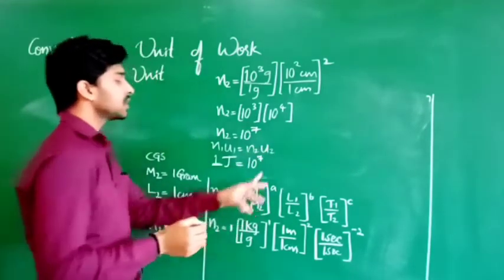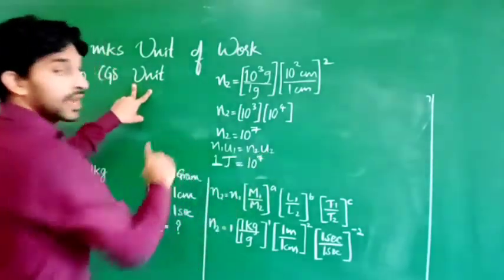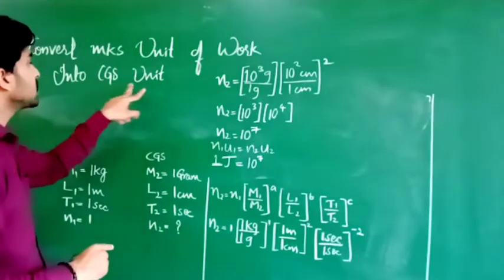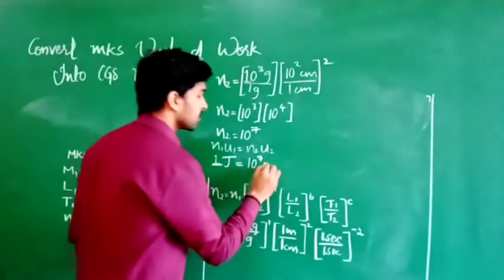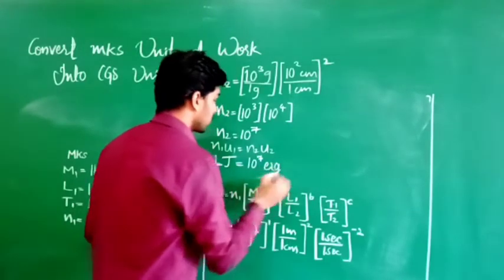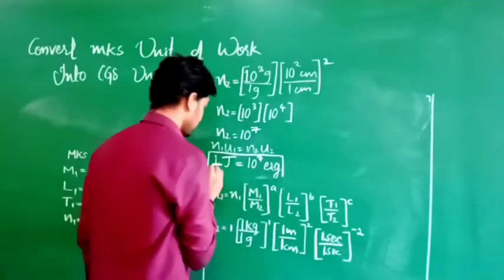In case of CGS unit, U2 means our unit in the second case. Clear? In CGS unit for work is nothing but erg. Okay? So what can I write, 1 joule is equal to 10 to the power of 7 erg. Clear?